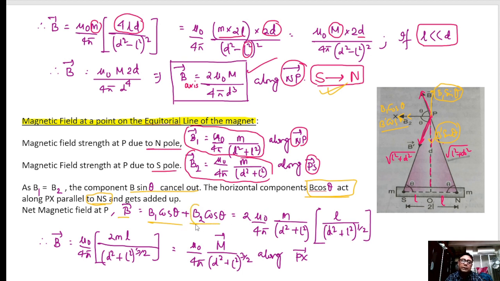Because the pole strengths are the same, B1 and B2 are the same. So this is B1 or B2 twice, because B is the same, and this is cos theta, base by hypotenuse, okay. So calculating it, we get this. And now, m into 2l is actually what?